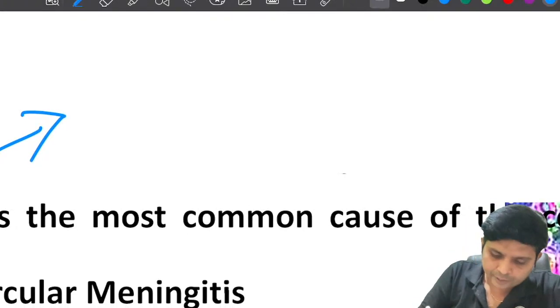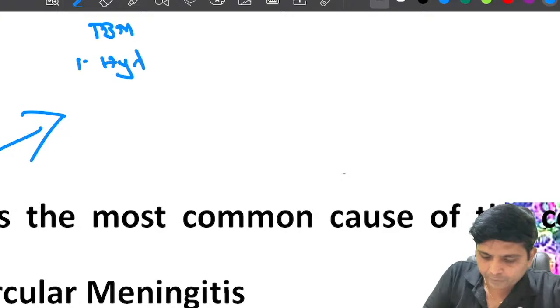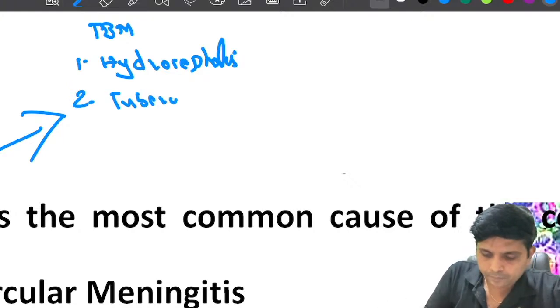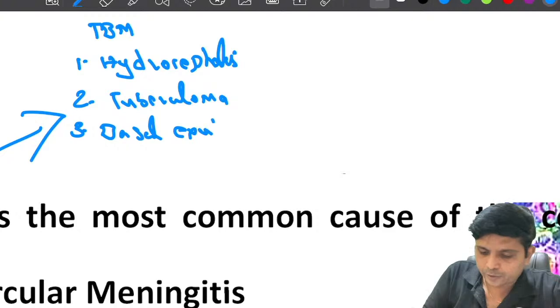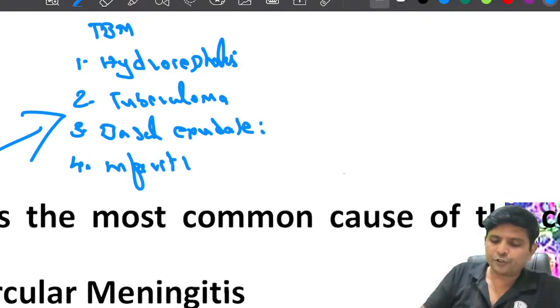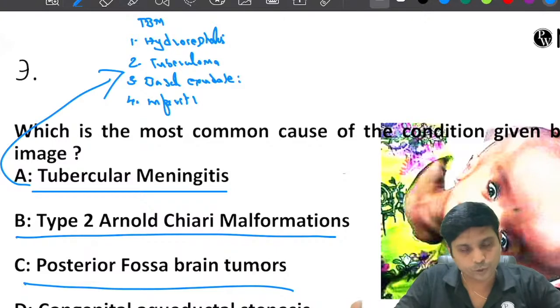what are all the four features of TBM? I repeat, one is hydrocephalus, two, tuberculoma, three, basal exudate, four, infarct. This is tuberculous meningitis, one.